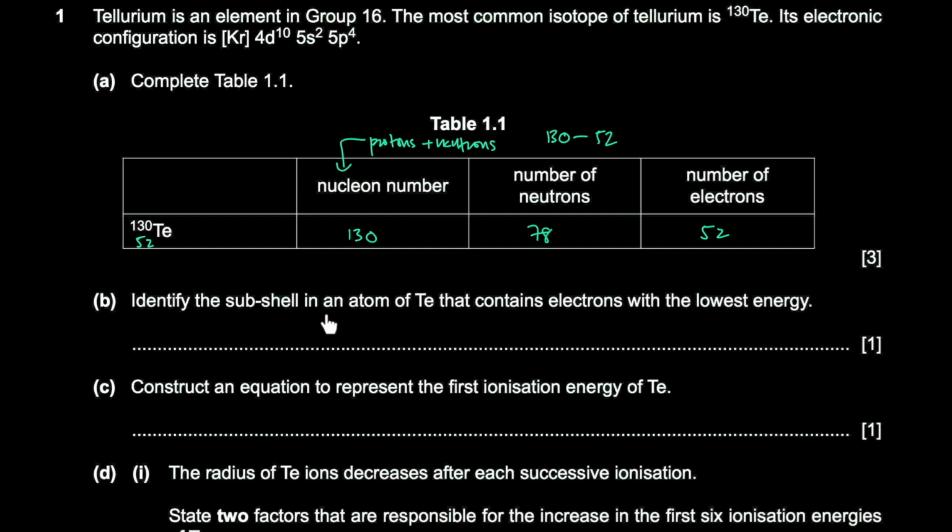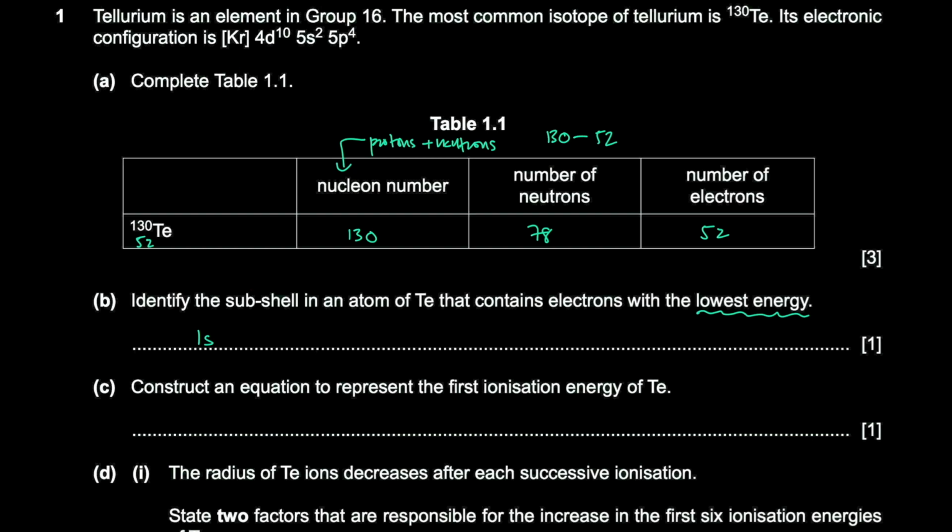Identify the subshell in an atom of tellurium that contains electrons with the lowest energy. The lowest energy subshell is the 1s subshell, and the highest energy subshell is the 5p subshell. The lowest energy electrons are the ones closest to the nucleus.